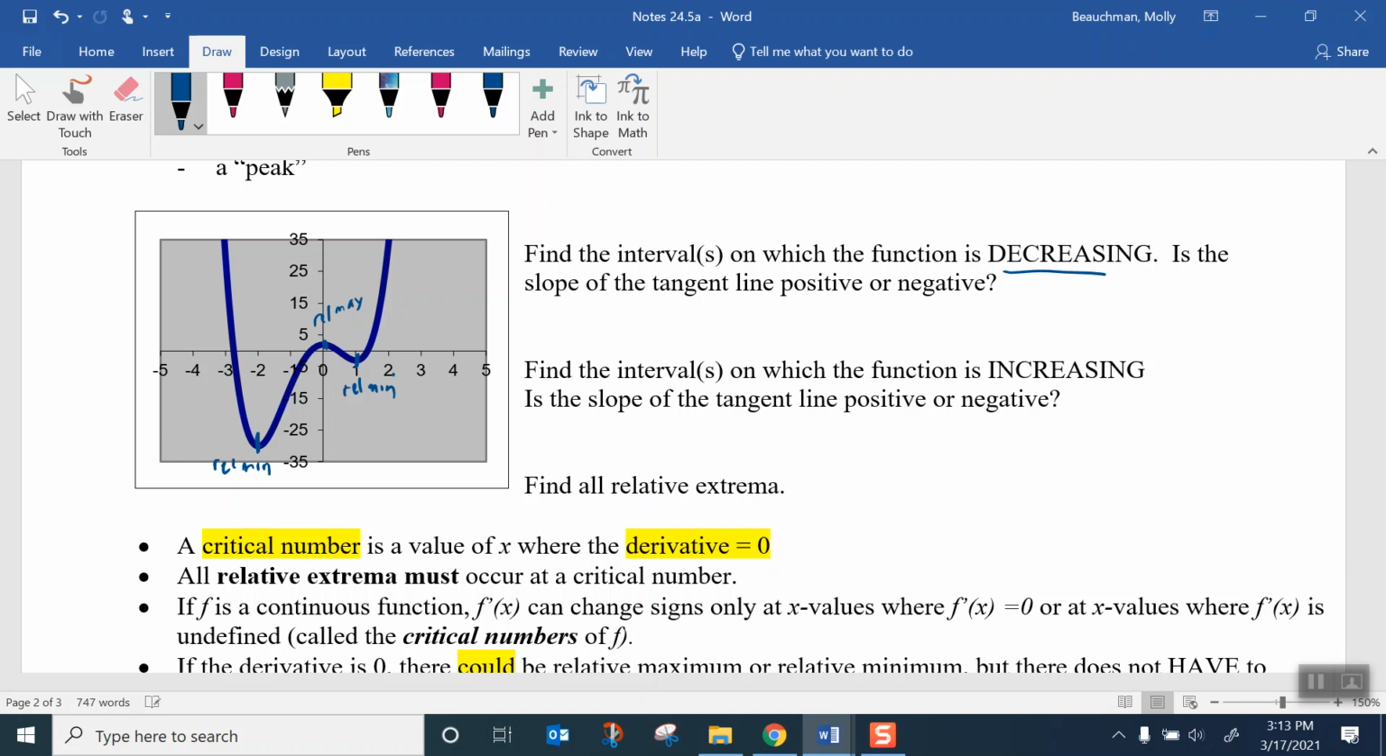So the function would be decreasing on the open interval from negative infinity to negative 2, and then decreasing again from 0 to 1. Notice we're not including the endpoints. And the slopes of the tangent lines would be negative. The function is increasing from negative 2 to 0, open interval, and then again from 1 to infinity.